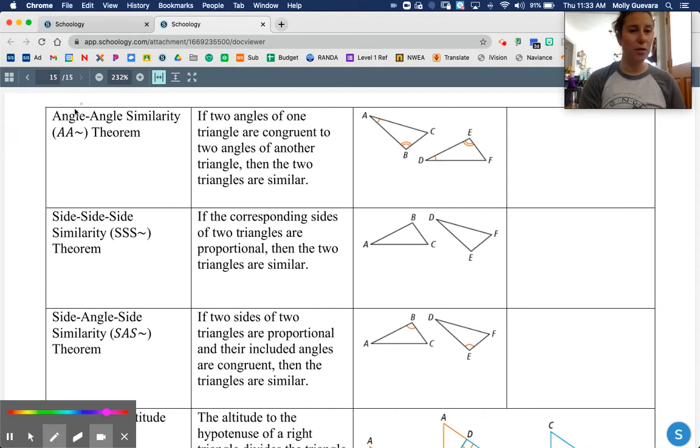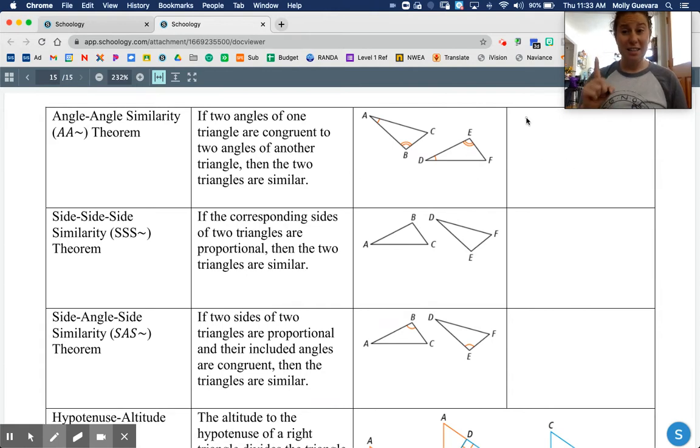The first one here is angle-angle. If two angles of one triangle are congruent to two angles of another triangle, then the two triangles are similar. Meaning if A and D are the same and B and E are the same, then I can say that these triangles are similar. Not congruent, similar. They're the same shape, just different sizes. So I can say that triangle ABC is similar, so we don't put the equal sign underneath because that means congruent, to triangle DEF.